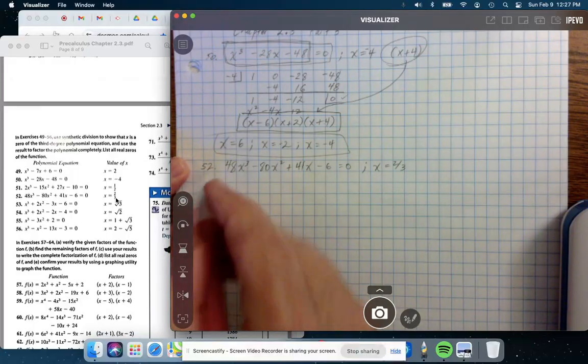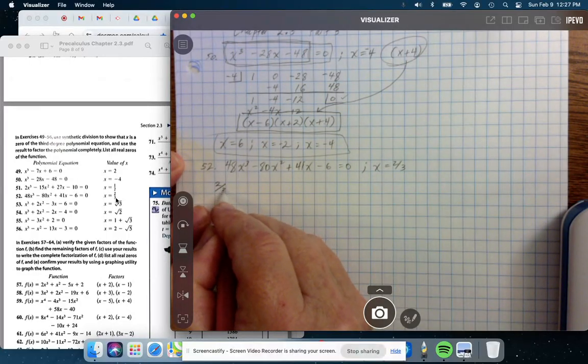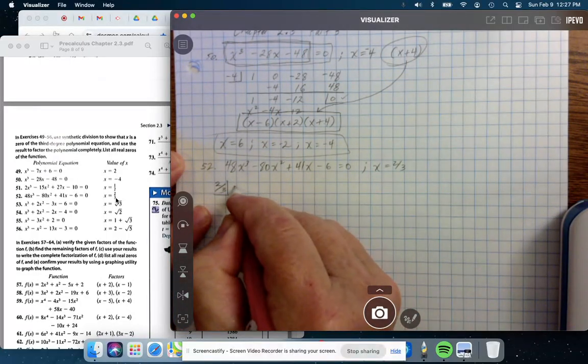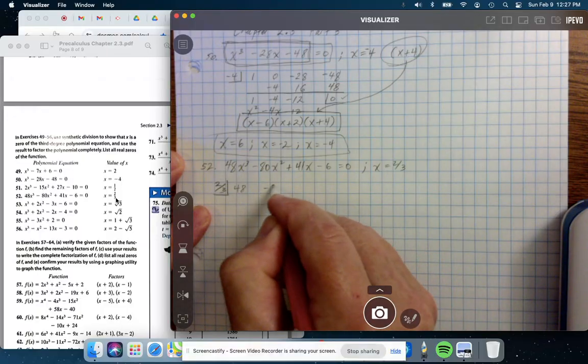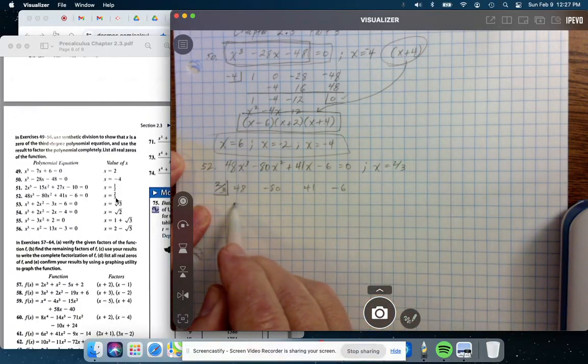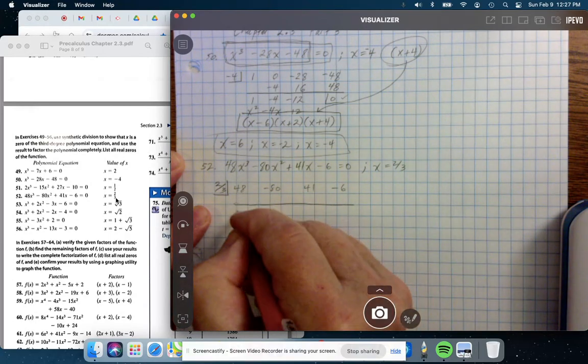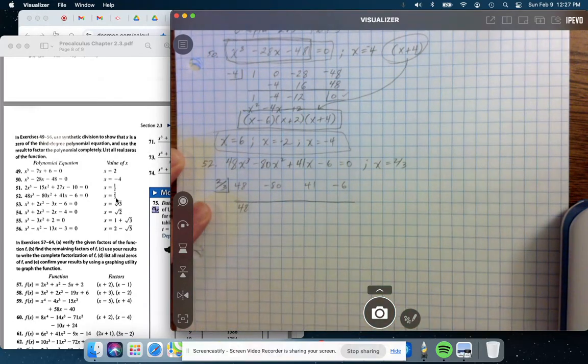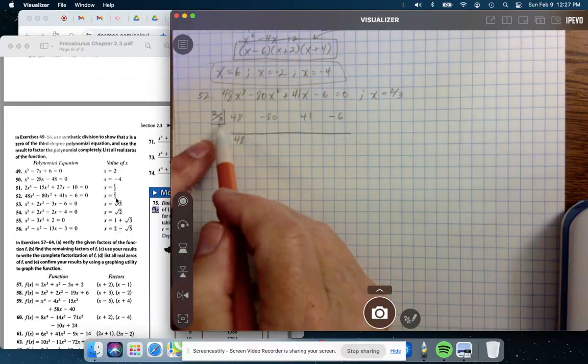All right, so I'll do synthetic division to show it's a 0. 48, negative 80, 41, negative 6. Bring down the 48. All right, so here's a quick way to multiply a fraction to a number.